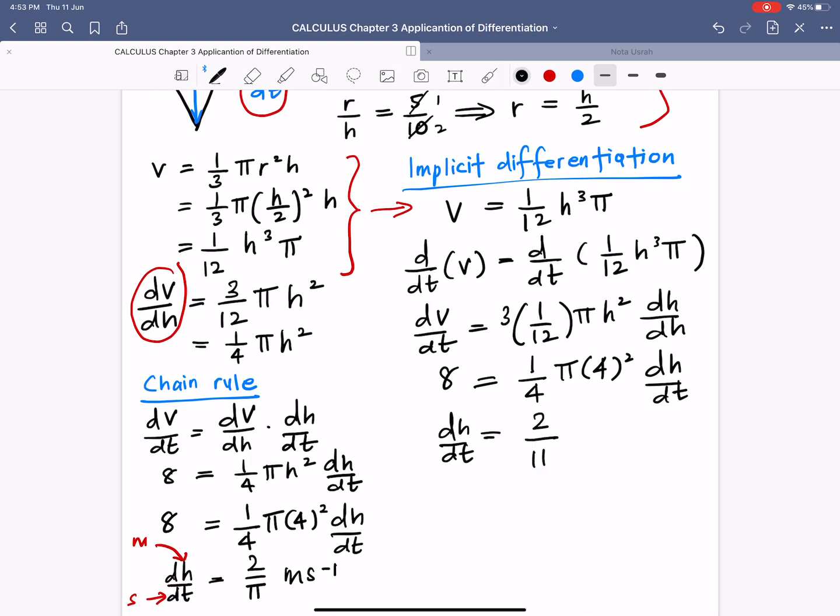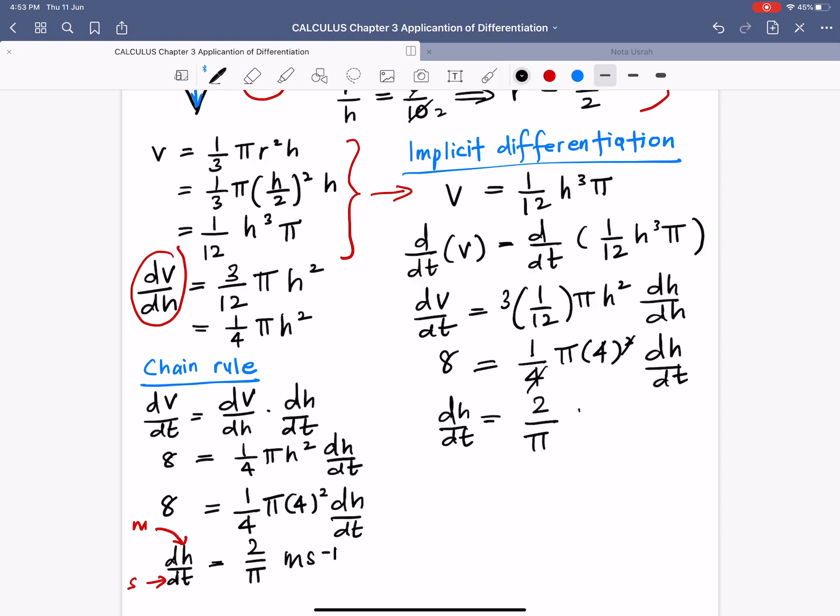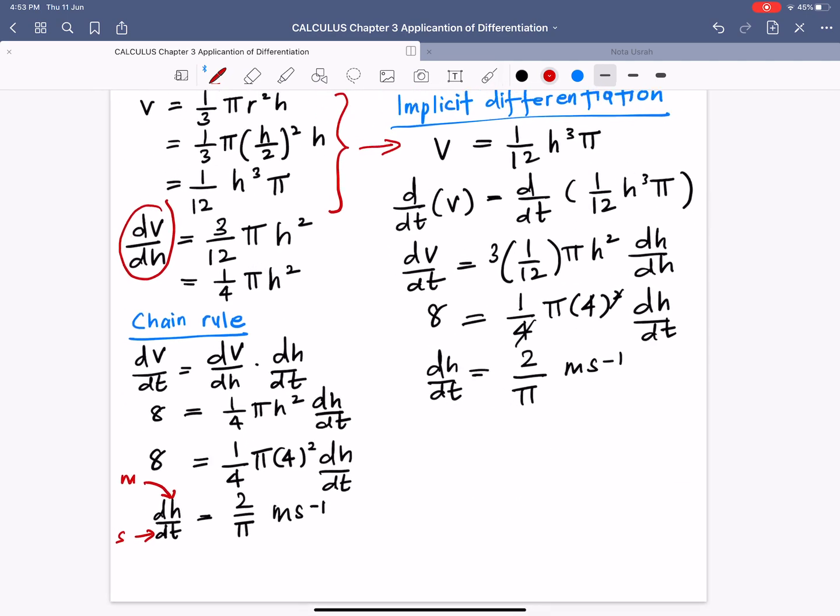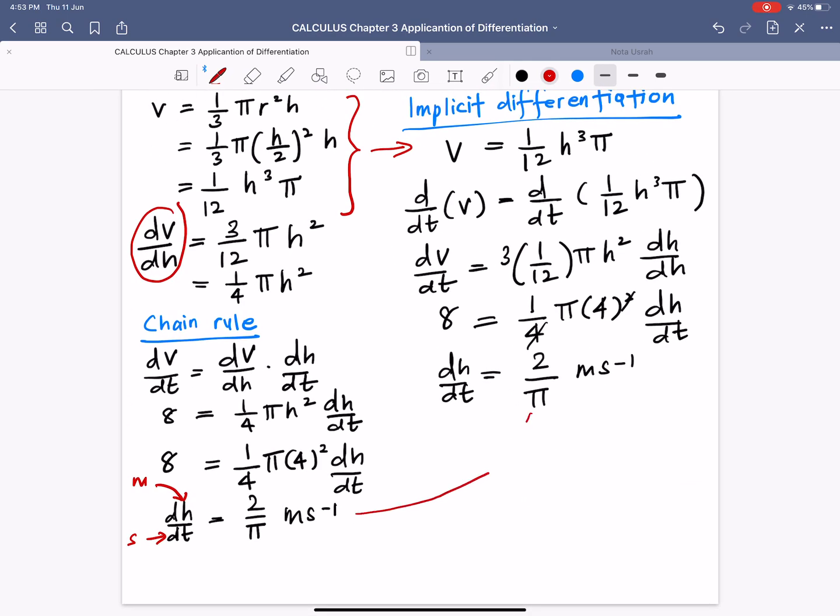2 over, sorry, 8 over 4, because this one can be cancelled out. So 2 over pi meters per second. Okay, if you see here, we get the same answer. So this is the answer if you want to use the chain rule, and this is the answer if you use the implicit differentiation, and both will give the same answer.